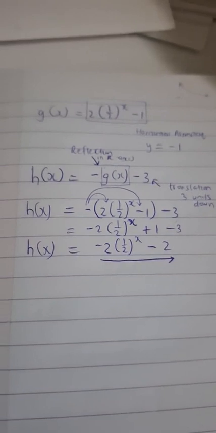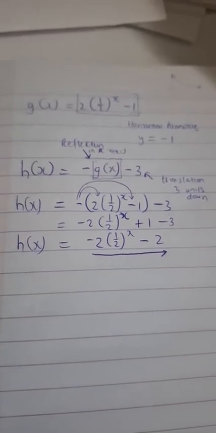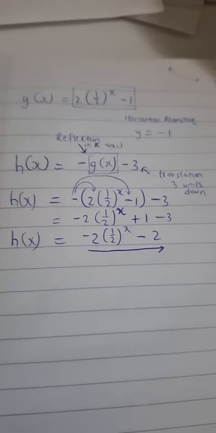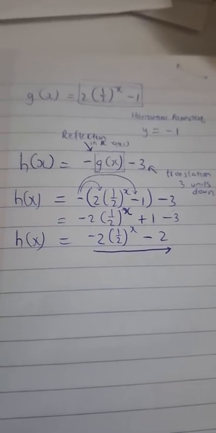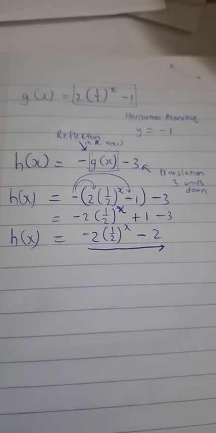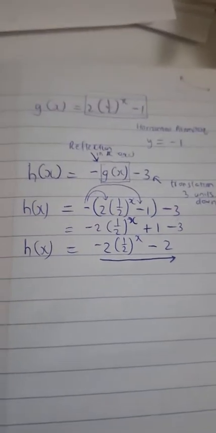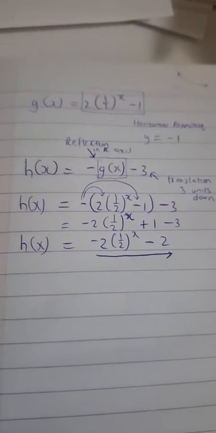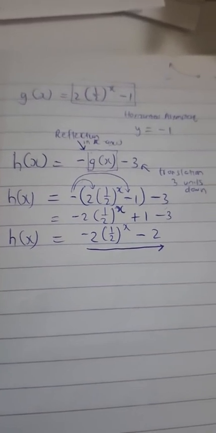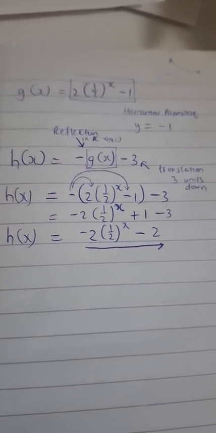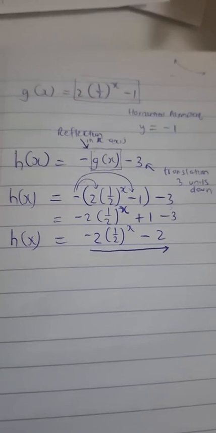Any questions in the comment section? Any questions at all? That's the function of h of x, the equation of the newly formed graph h of x. It's negative 2, brackets half to the power x, minus 2. Done and dusted.